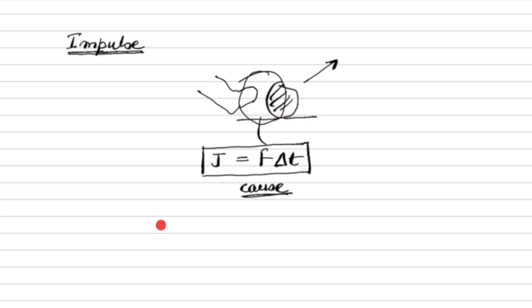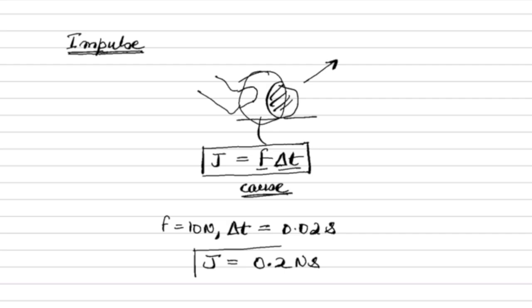Now, let's say for example you have applied a force of 10 Newton and the time taken, delta t, is 0.02 seconds. We always talk about impulse when the duration is very, very small, in fractions of a second, or 1 or 2 seconds, generally not more than that. Now I calculate impulse: 10 into 0.02 is 0.2. The units will be Newton, because it is force, multiplied by time, so Newton second. This much impulse you have applied.